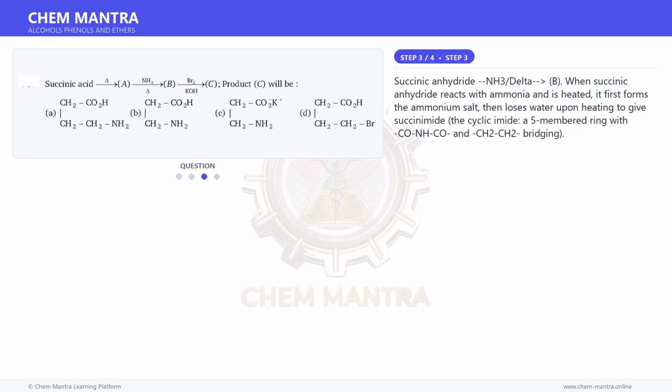Succinic anhydride with NH3 and heat (Δ) gives B. When succinic anhydride reacts with ammonia and is heated, it first forms the ammonium salt, then loses water upon heating to give succinimide, the cyclic imide, a 5-membered ring with CO-NH-CO and CH2CH2 bridging.